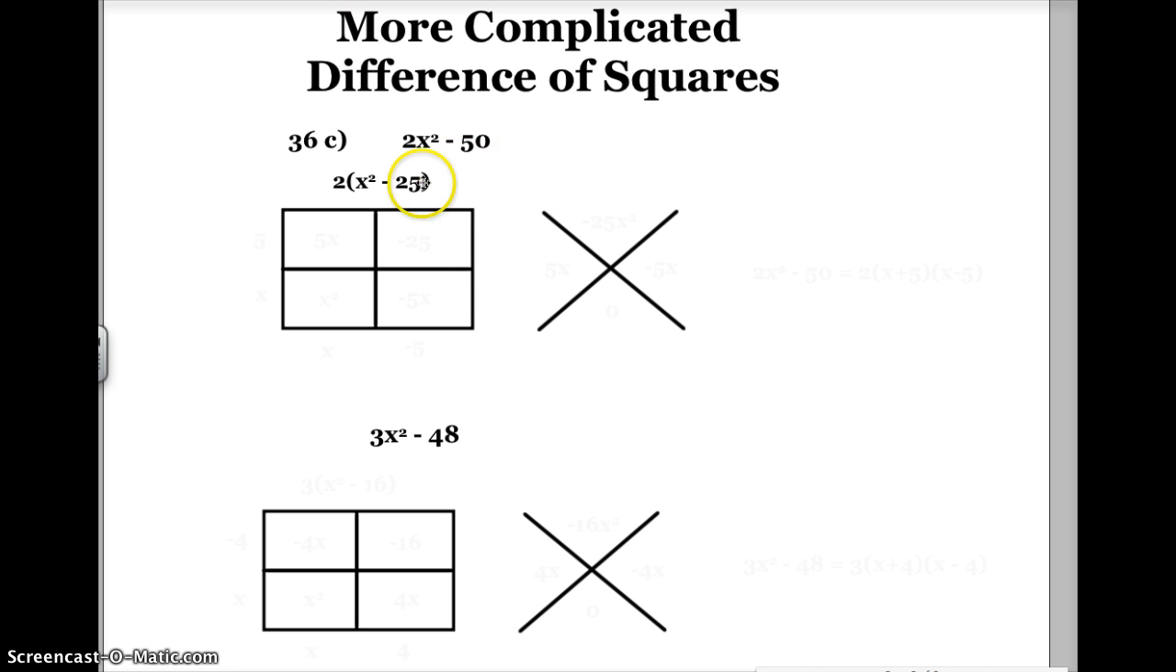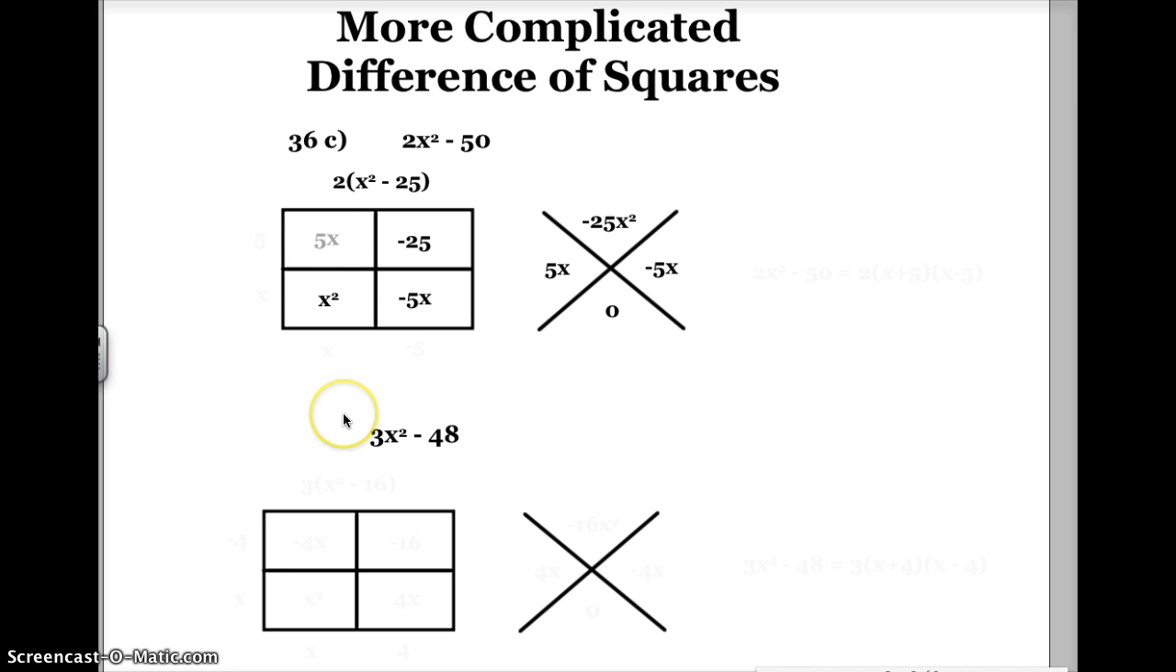In this problem, I can factor a 2 out because 2 and 50 both have a factor of 2. Now I put my x squared down there, my negative 25 up here. I'm going to get a product of negative 25x squared, and a sum of 0. Two numbers that give a negative product must be one negative and one positive, but the sum is 0, so they have to be opposites of each other. So I have 5x and negative 5x.